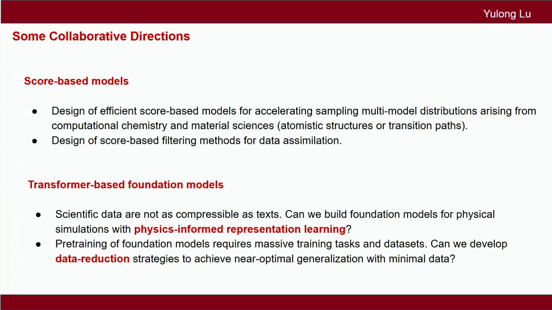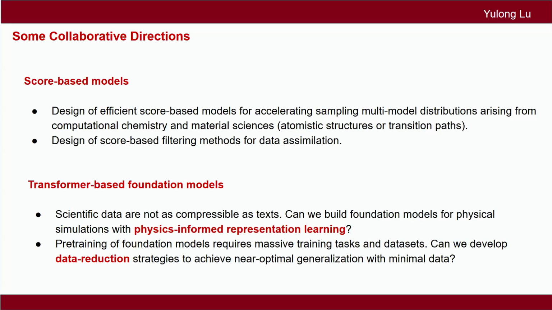Some collaborative directions I came up with. One regarding the score-based diffusion models. Can we design efficient models for accelerating the sampling of multimodal distributions arising from computational chemistry and material sciences? For example, how to use diffusion models to find new materials, mainly finding atomic structures, or transition path sampling, for example, from molecular dynamical simulation. How to design score-based filtering methods for data assimilation. That's very important for weather forecasting.